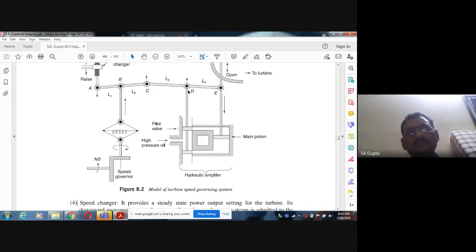At the same time, movement of E, suppose it is fixed, and because this pressure increases, this will go down. Because of this, when this goes down, it will affect this also. When this goes down and this is fixed, this will also go down. It will make it close.